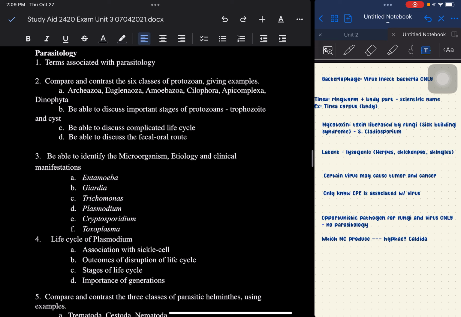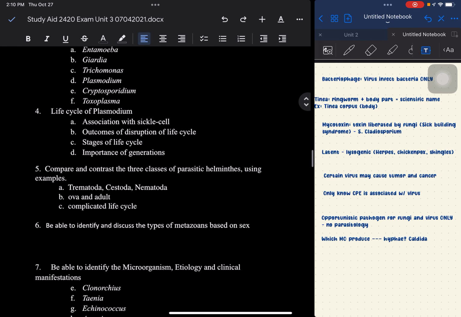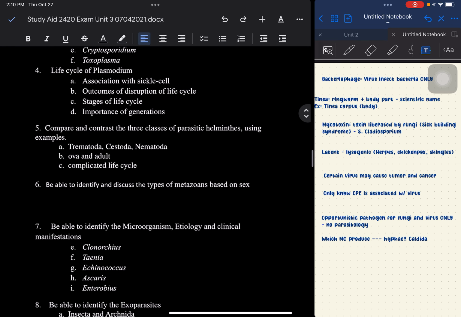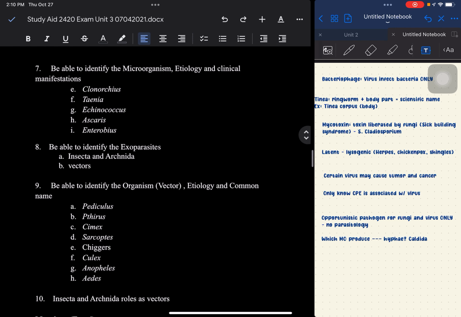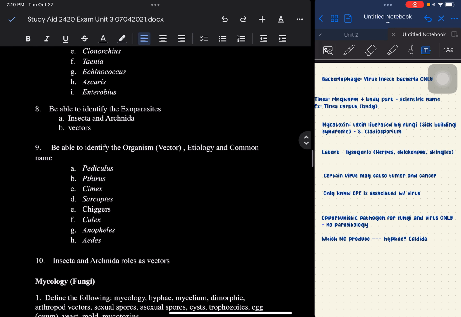Anybody else? Can you clarify what, etiology, what you're looking for? Etiology is the cause. What's causing it? Anybody else? You guys, I heard something over here.